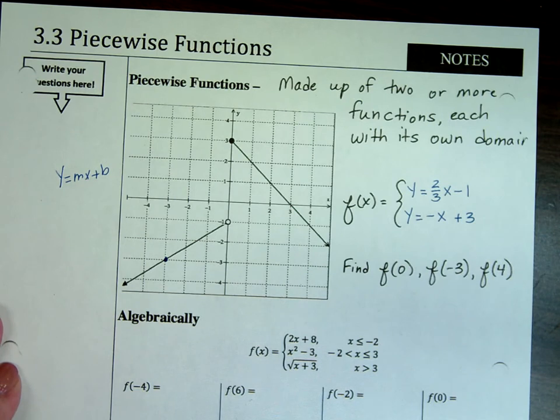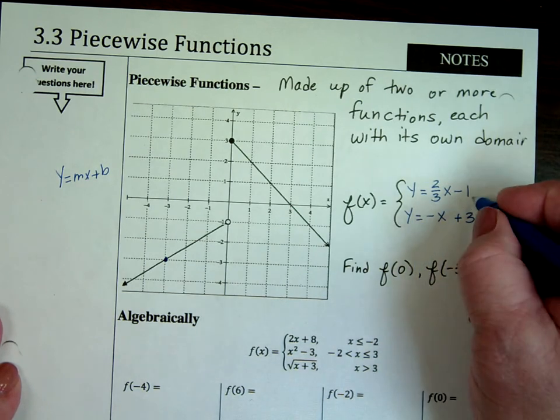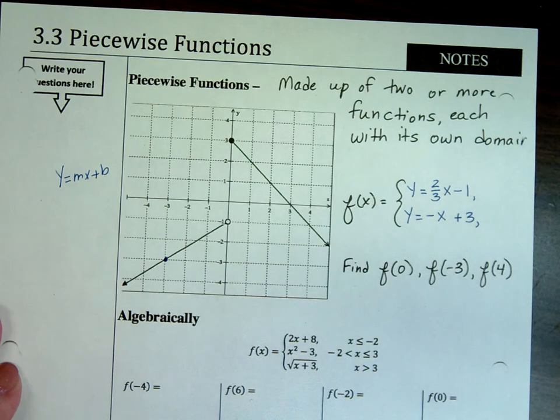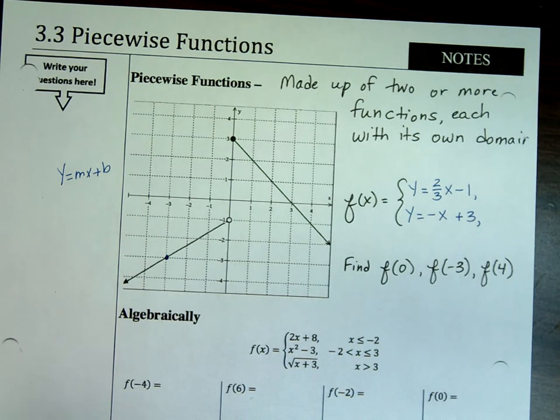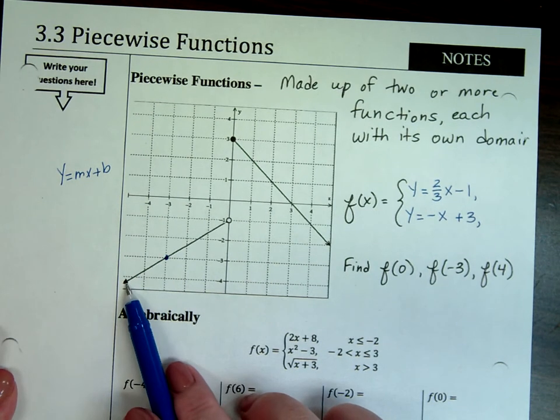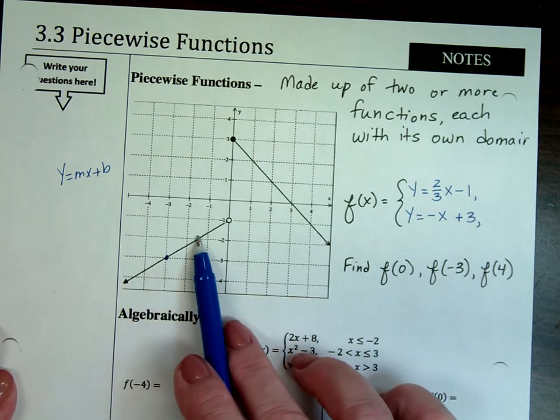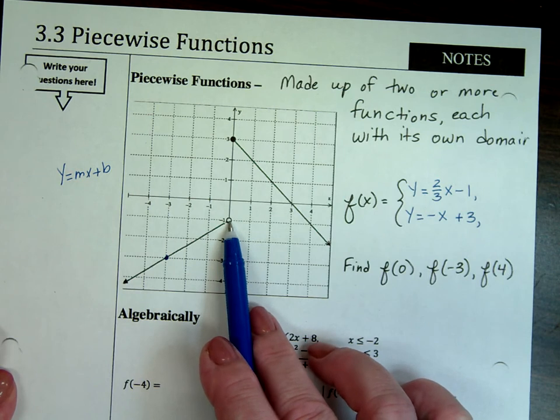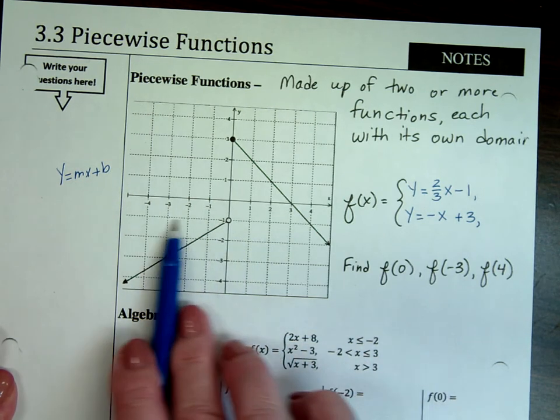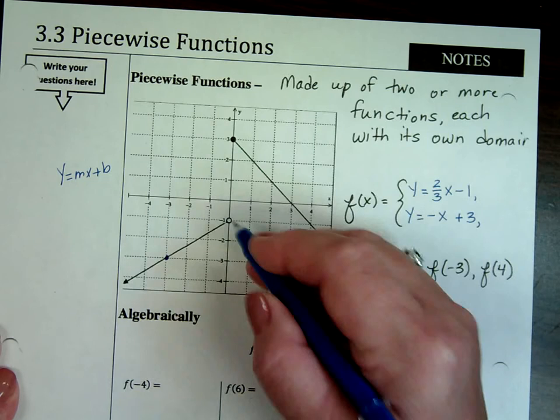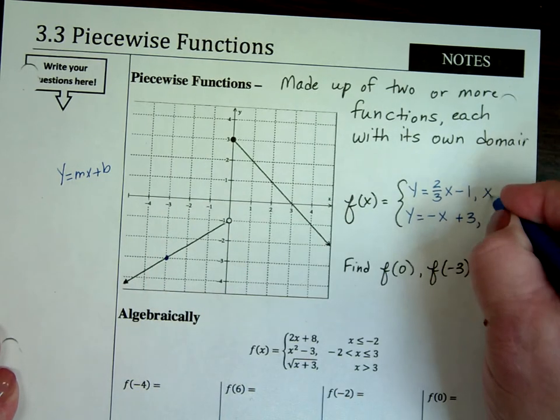But the line doesn't go on forever, so there has to be some inequality statement attached to show that the line stops or starts in different places. So for this one here, all of my x values are less than 0. Everything is less than 0. They're all to the left of 0. And not equal to, by the way, because of the open circle. So this part is going to be x is less than 0.